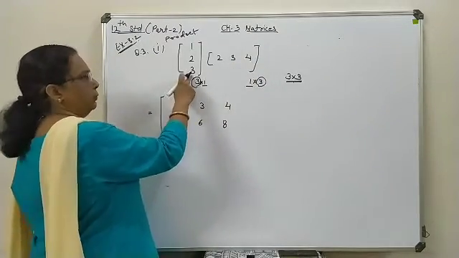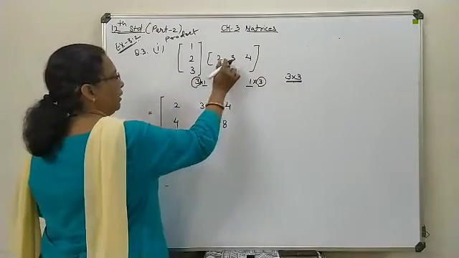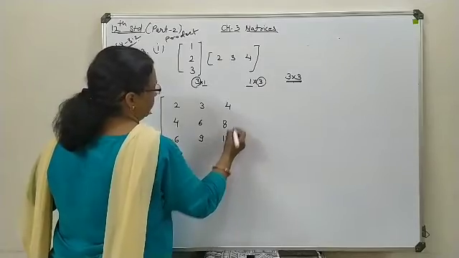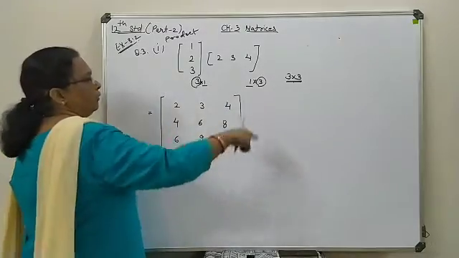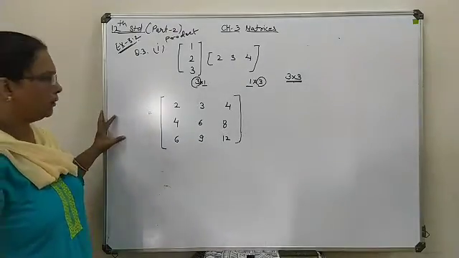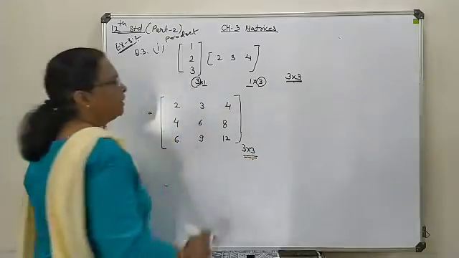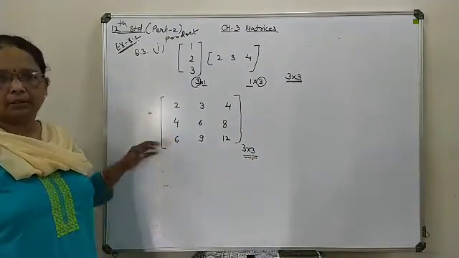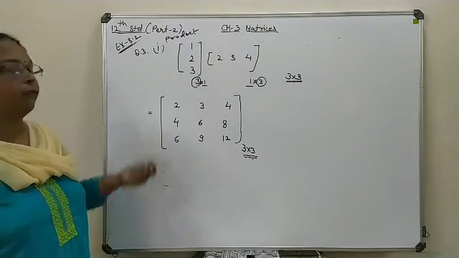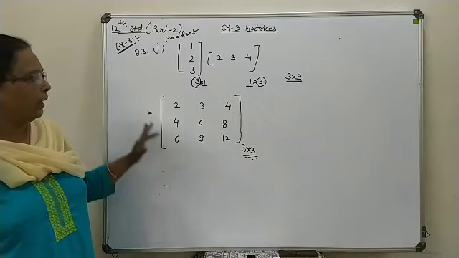Move to the third row. 3 into 2, 6. 3 into 3, 9. 3 into 4, 12. So this way we generate a matrix with order 3 by 3. This way you can check whether the generated matrix is in the proper form or not, or whether the method you have implemented is correct or not.